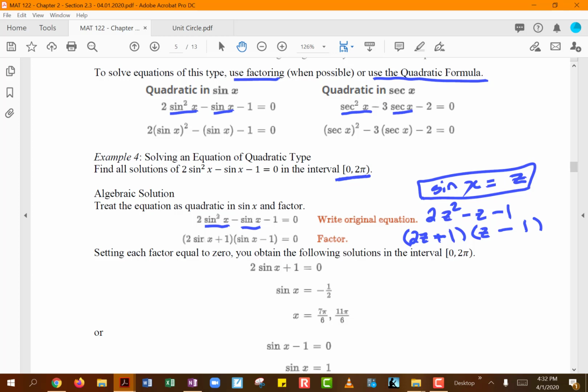So yeah, that will give me negative z in the middle. And then basically go ahead and replace that z again with sine x. So you will get 2 sine x plus 1 and then sine of x minus 1, and then set each factor equal to 0. So that's kind of the idea of looking at these equations as being of the type of quadratic equations, and then like I said, using factoring or the quadratic formula to solve these guys.